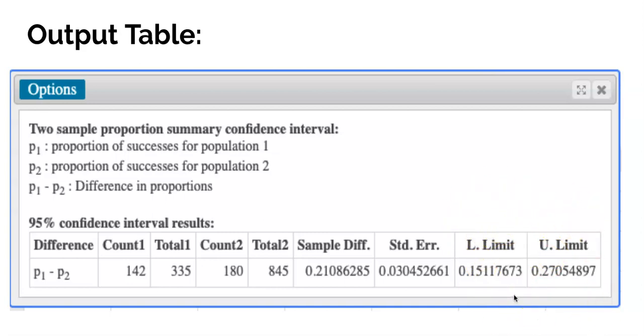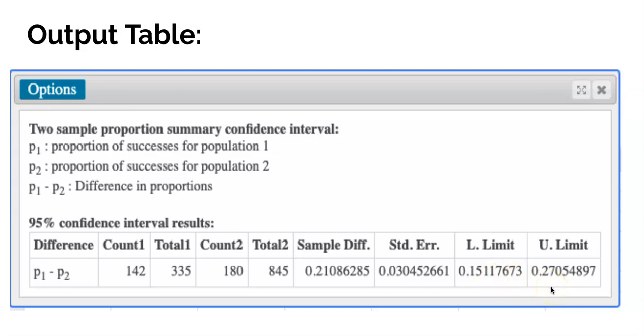Now take a look at this. This is a proportion, so both of the numbers must be between 0 and 1, right? Hold on one second, because it can be negative, depending on which way we subtract. But it shouldn't be greater than 1 or smaller than -1. But notice the lower limit is about 15% and the upper limit is about 27%.